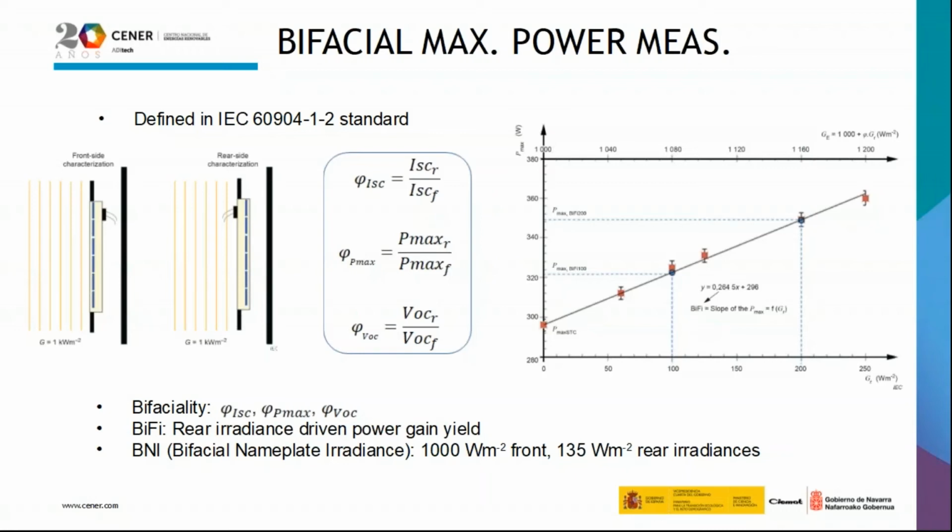And in the current draft for the 60904-1-2 standard, the BNPI, which is the bifacial nameplate irradiance, is being designed, which means like an STC for bifacial, which is 1,000 watt per square meter in the front and 135 watt per square meter in the rear side.